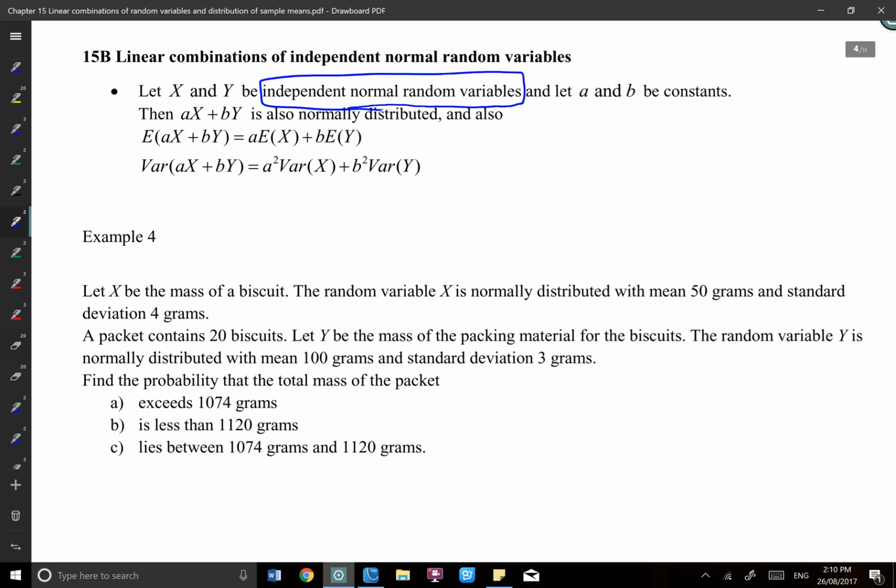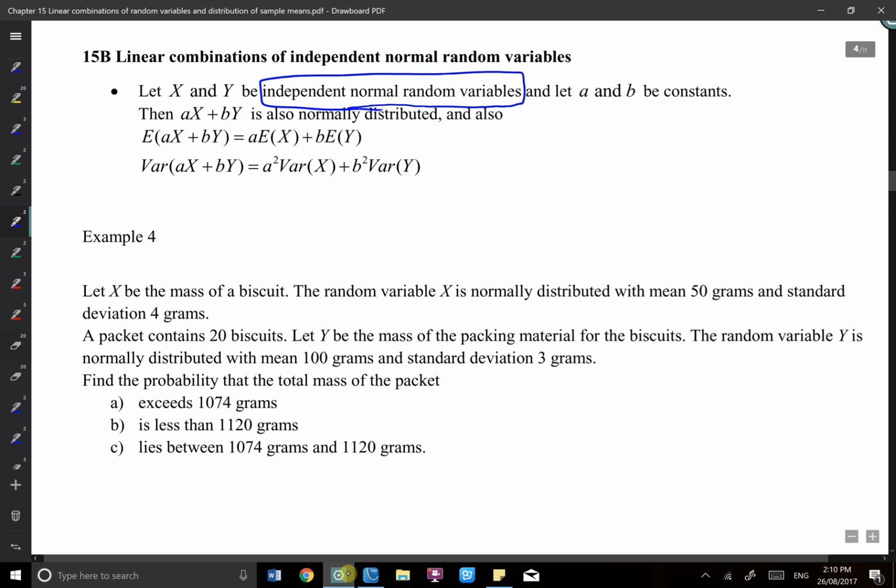The first rule tells you that if x and y are normally distributed, then ax plus by is also normally distributed. It must be. If you have two separate random variables that are normally distributed, then add them together with any linear factors, the new variable must be normally distributed as well. The expected value of ax plus by is a times expected x plus b times expected y. The variance is a squared variance x plus b squared variance y, right?